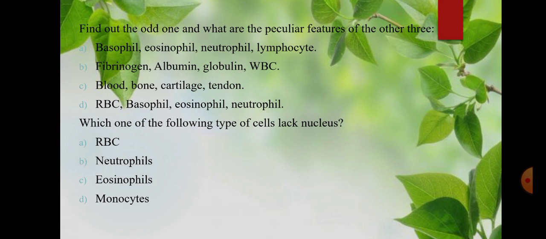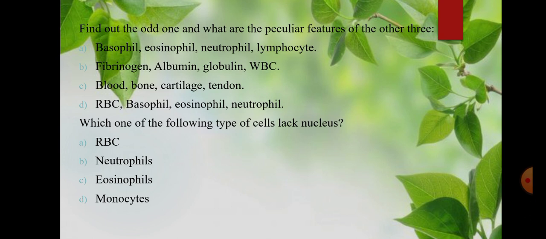Now next one is find out the odd one and what are the peculiar features of the other three. Basophil, eosinophil, neutrophil, lymphocyte. The odd one out is lymphocyte. Why? Because the other three are granulocytes. Lymphocyte is an agranulocyte. Okay. Fibrinogen, albumin, globulin, WBC. Yes, WBC is the answer. Why? Because albumin, globulin, fibrinogen, they are all plasma proteins.